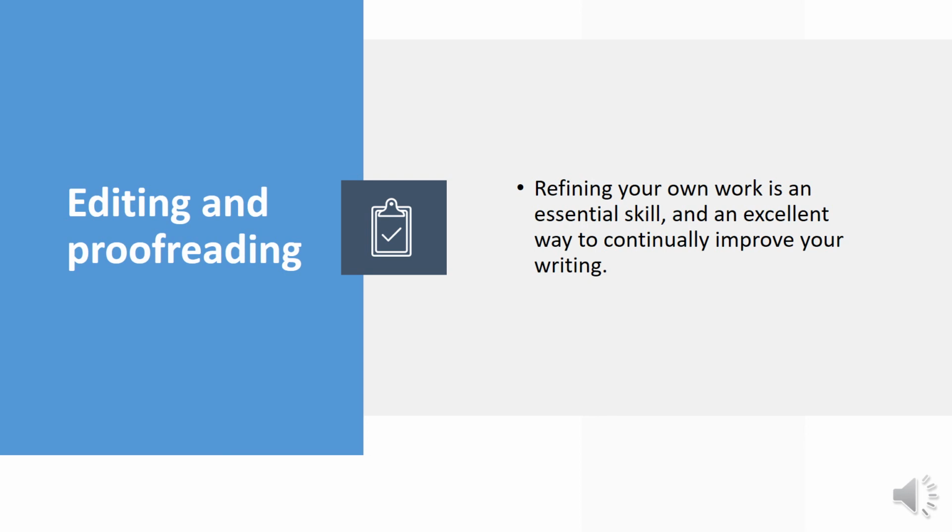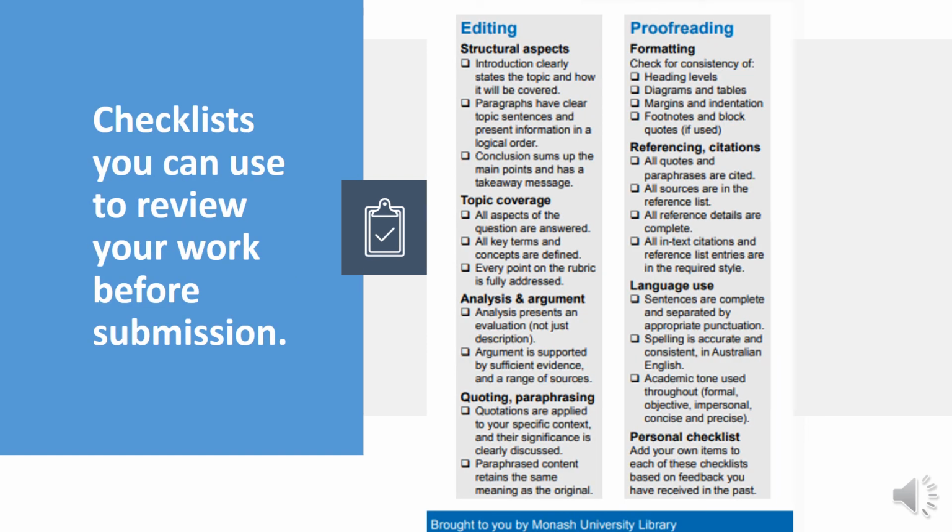Next is editing and proofreading your assignments before you submit them in the system. Refining your own work is an essential skill and an excellent way to continually improve your writing. Here are checklists you can use to review your work before submission. You can have an editing checklist and a proofreading checklist. By having these checklists, it helps you to produce a good quality academic writing assignment.